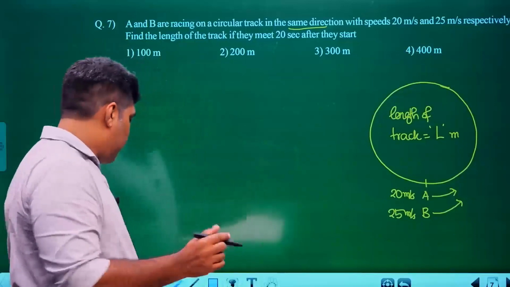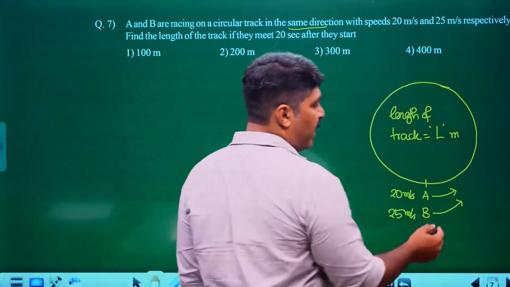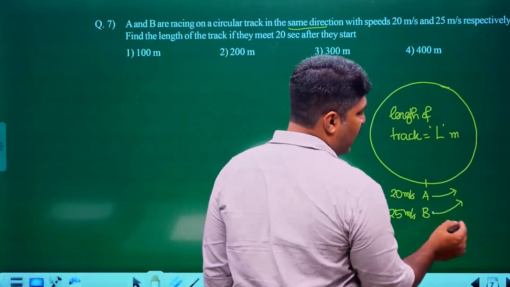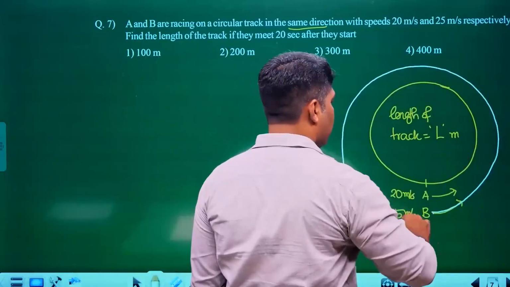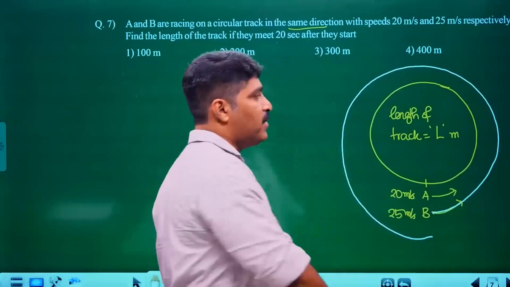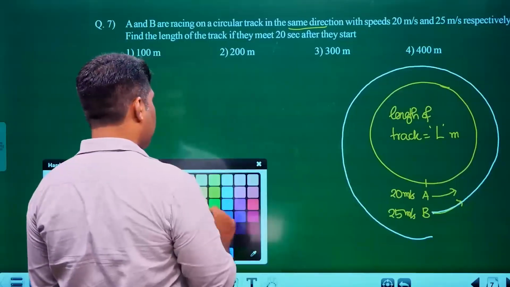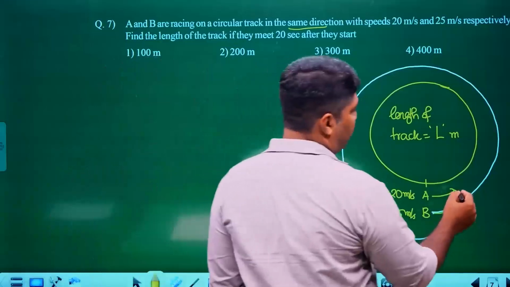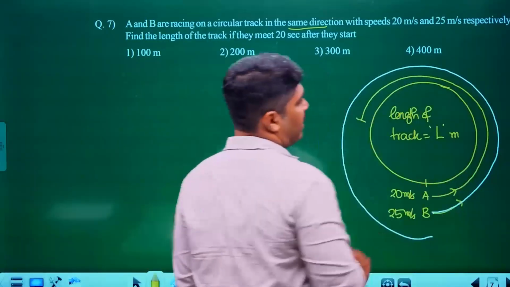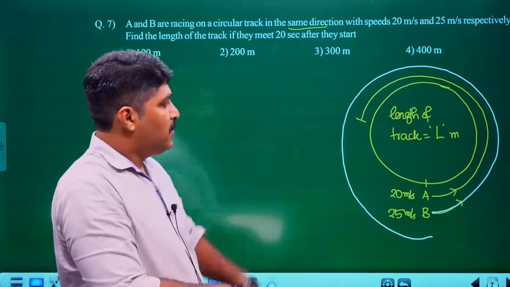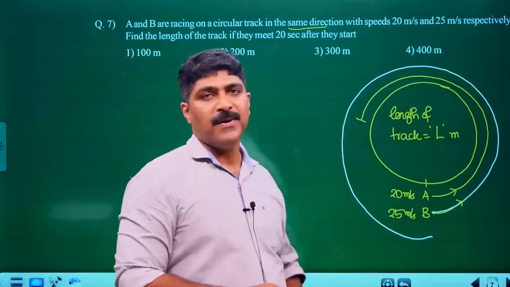So understand the logic here. If B is the faster person, what will happen? When the race starts, at that point itself, B will overtake A. But once B finishes one full circle, what will happen to A? A will have finished a certain portion. Suppose we consider A reached up to this point. So this is the first statistic: when B reached up to this point, A reached this point.